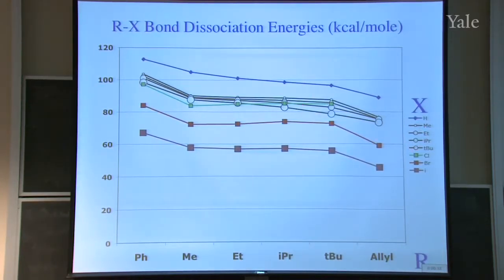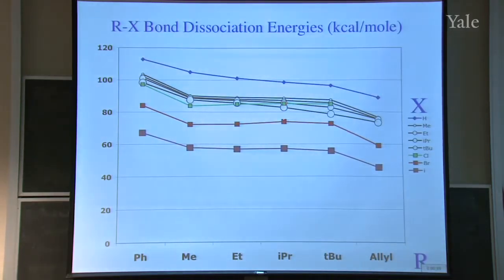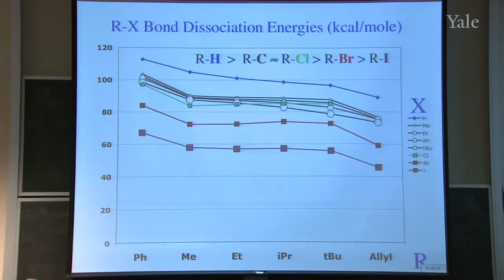Methyl, ethyl, isopropyl, T-butyl. Here's breaking chlorine away, the green one, about like the alkyls. Breaking bromine away is the red one, and iodine. Now, what this shows is that the bonds to iodine are much weaker than bonds to hydrogen. And iodine forms weaker bonds than bromine, than chlorine, than hydrogen. Fine. So hydrogen is stronger than RC. RC is about the same as RCl, but RCl is stronger than RBr, and RI is the weakest, whatever the radical you're breaking away.